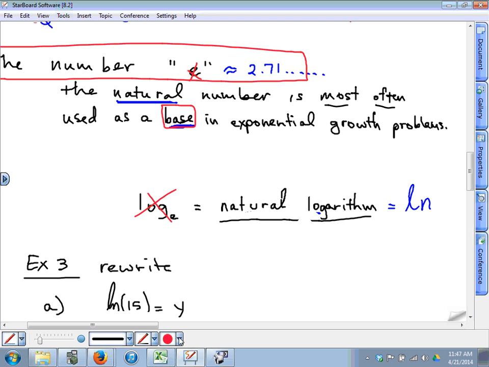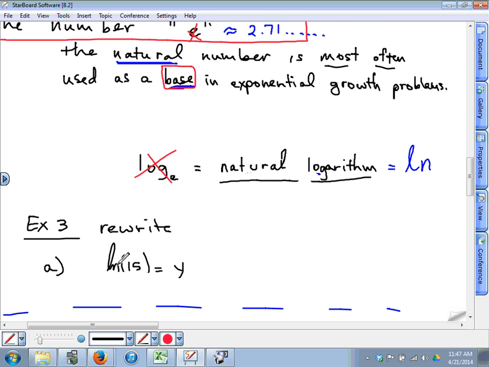Would it be E to the y equals... You guys, what cancels logarithms? A base. Well, what base are we going to have to use here? A base of e. But it has to be on both sides. You can't just use a base on one side. So use a base of e right here, and a base of e right here. A base of e cancels a natural log. So the expression then becomes 15 equals e to the y.